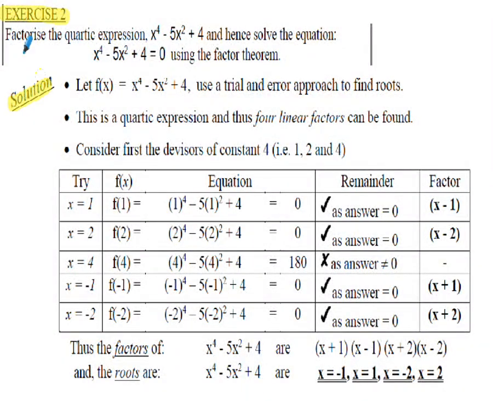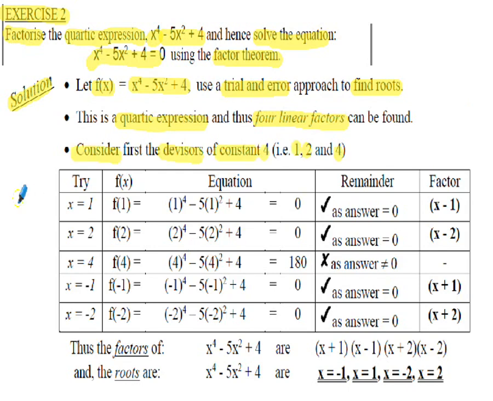Exercise 2, solution. We're asked to factorise the quartic expression of x to the 4 minus 5x squared plus 4 and hence solve the equation x to the 4 minus 5x squared plus 4 is equal to 0 using factor theorem. This is the quartic expression because of the power of 4 on the x. First of all, let's write this in function notation. So function of x is equal to x to the 4 minus 5x squared plus 4, and we're going to use the trial and error method, the factor theorem method, to find the roots and then find the factors. As we said, this is a quartic expression, so there will be 4 linear factors to find to factorise fully this expression.